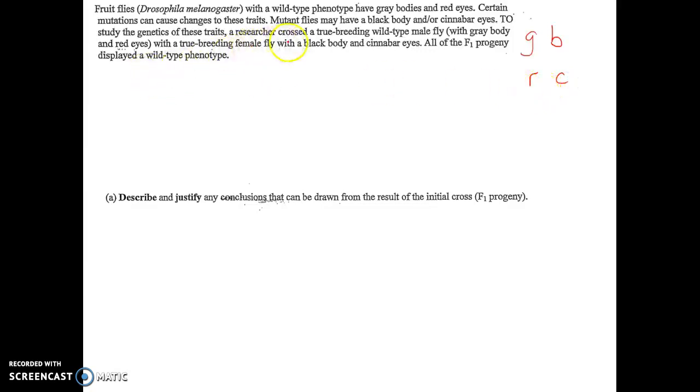To study the genetics of these traits, a researcher crossed a true breeding wild type male fly, so that's gray body and red eyes, crossed with a true breeding female fly with black body and cinnabar eyes. So black and cinnabar. True breeding is code for homozygous, if you don't know. So then all the F1 progeny displayed wild type phenotype. So again, the wild type is gray and red.